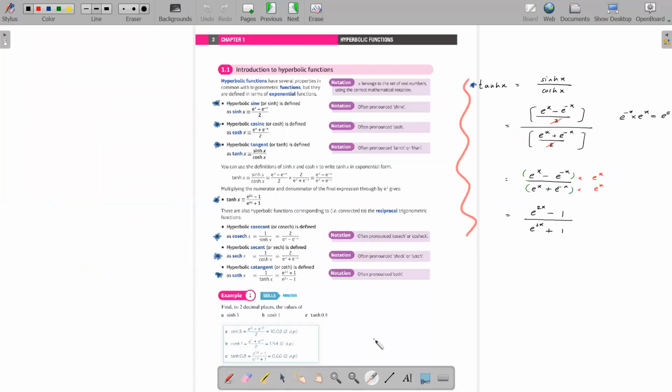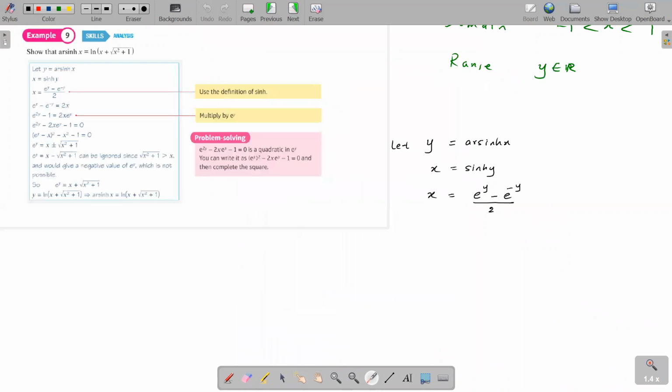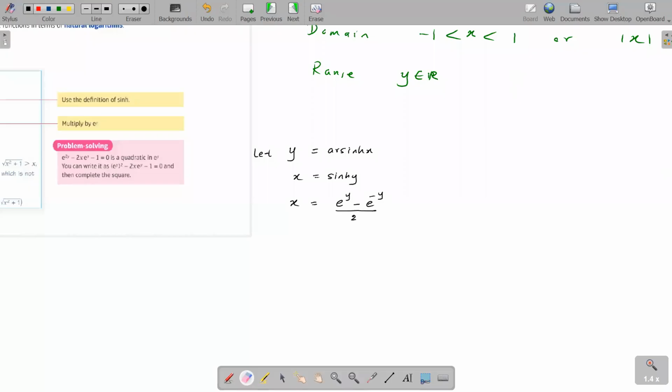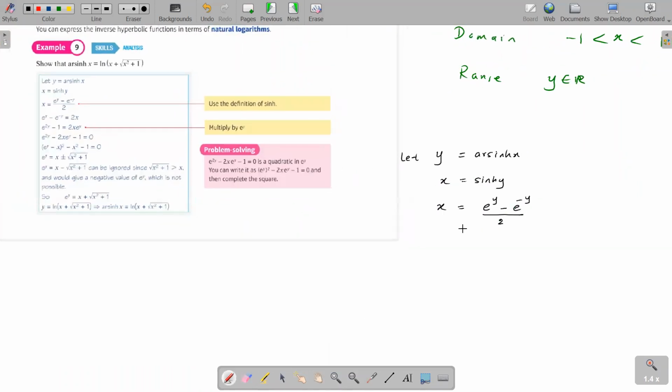Yeah, so over here you can see this is where we started. The hyperbolic sine: they have given here for sinh x, sinh x is e to the power x minus e to the power minus x, divided by 2. So here it's sinh y is e to the power y minus e to the power minus y, divided by 2. All right, guys? And then let's rearrange the equation. Taking 2 to the other side, I get here 2x equals e to the power y minus e to the power minus y, right, guys?